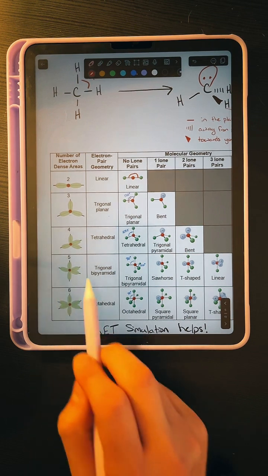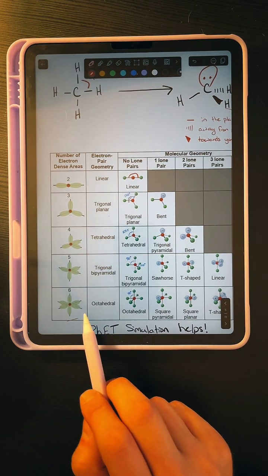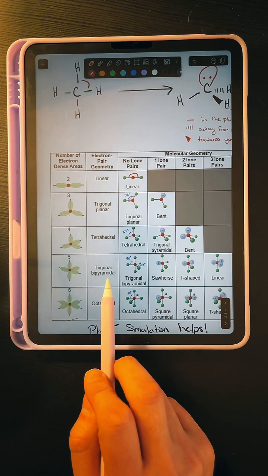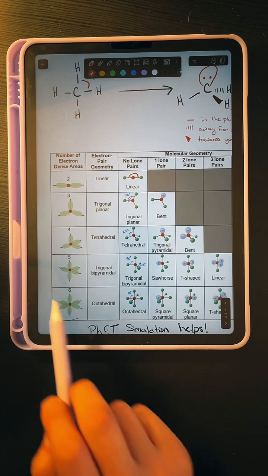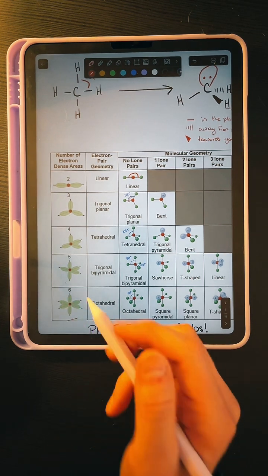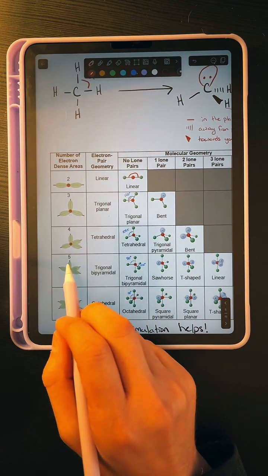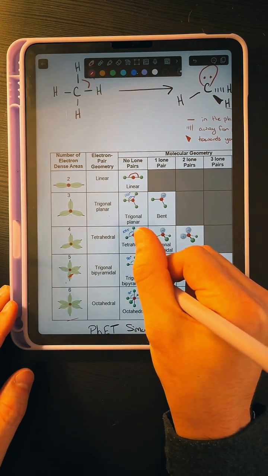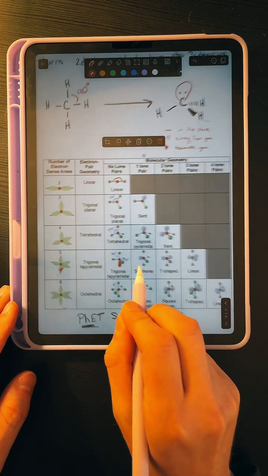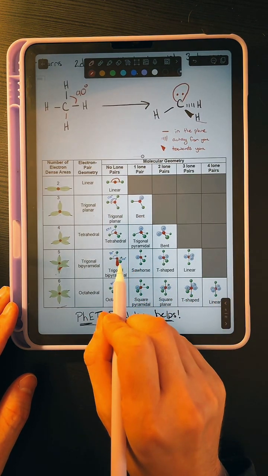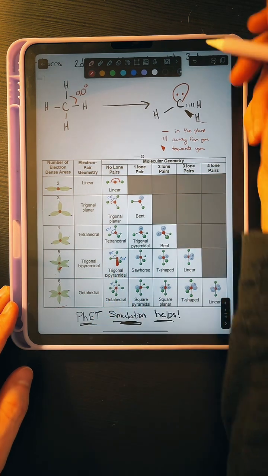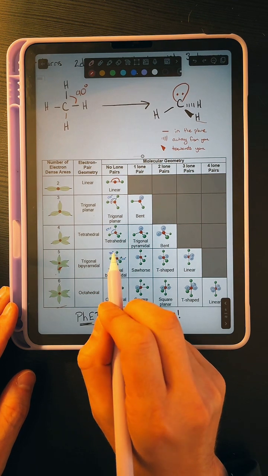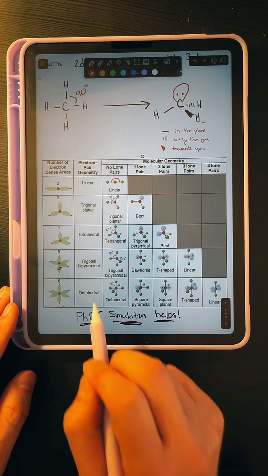Then we get into our expanded octets. And with our expanded octets, we have our trigonal bipyramidal. So something with 5 things around it is trigonal bipyramidal. And if I cover up this one right here, we form a triangle, 1, 2, 3, with a pyramid. But then if I uncover that one, we have a pyramid on the bottom too. So it forms a pyramid up top and a pyramid on the bottom.